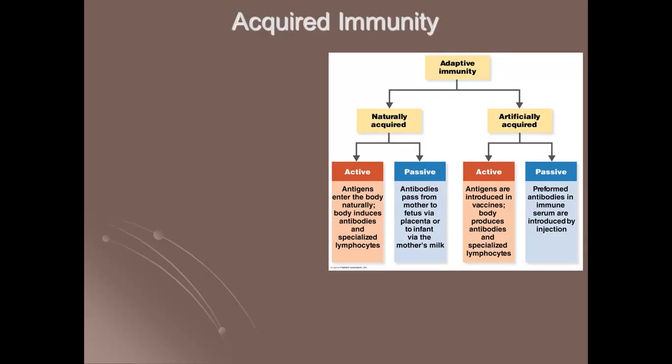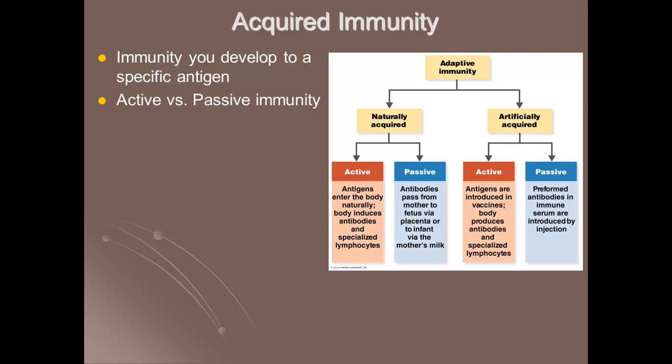Acquired immunity. Acquired immunity is developed during an individual's lifetime. So it develops to a specific antigen after being exposed to it at least once. We're going to take acquired immunity and break it into two parts: active immunity and passive immunity. Active immunity is produced by antibodies that develop in response to antigens. So it's an actual immune response. Passive immunity is produced by transferring antibodies from one individual to another.